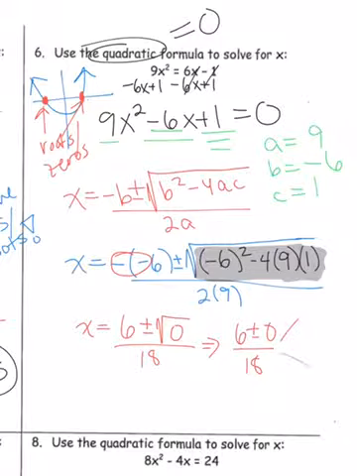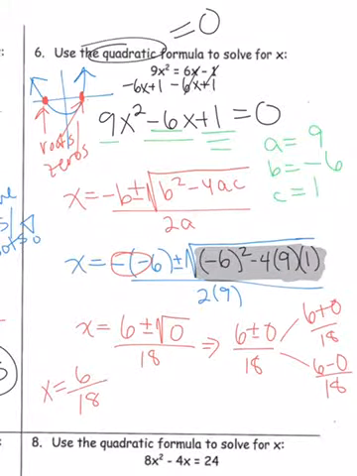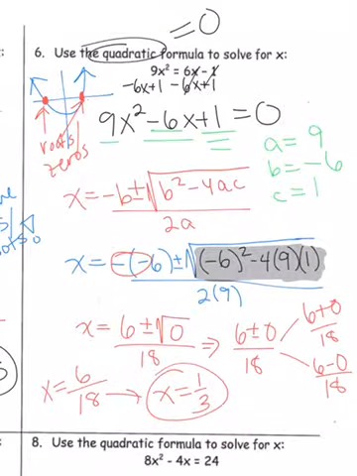Should I be branching this out here, 6 plus 0 and then 6 minus 0? Does that make a difference? No, you're going to get the same thing. So our answer here is going to be x equals 6 over 18, or we can simplify that more, and we'll get x equals what? What do you guys get? 1/3. Very good. So this is only going to cross the x-axis once.